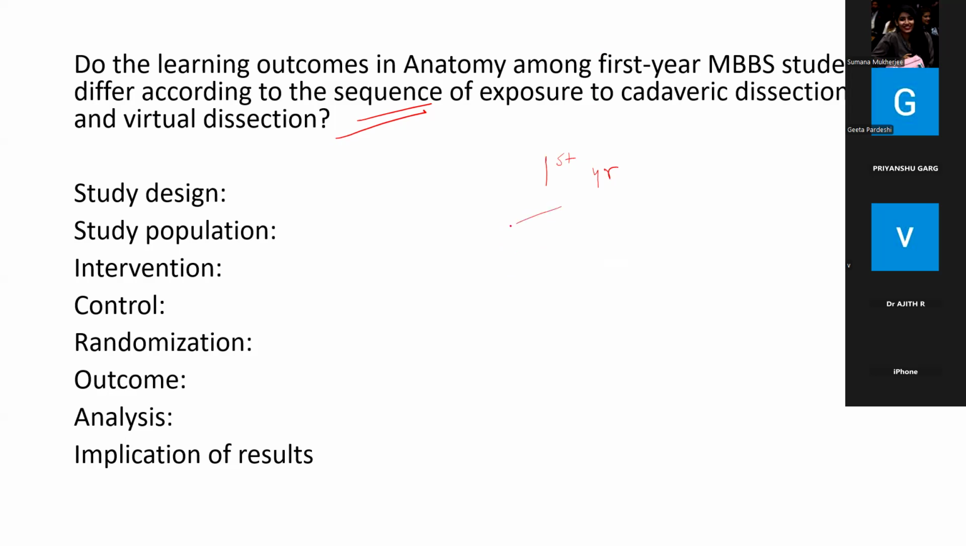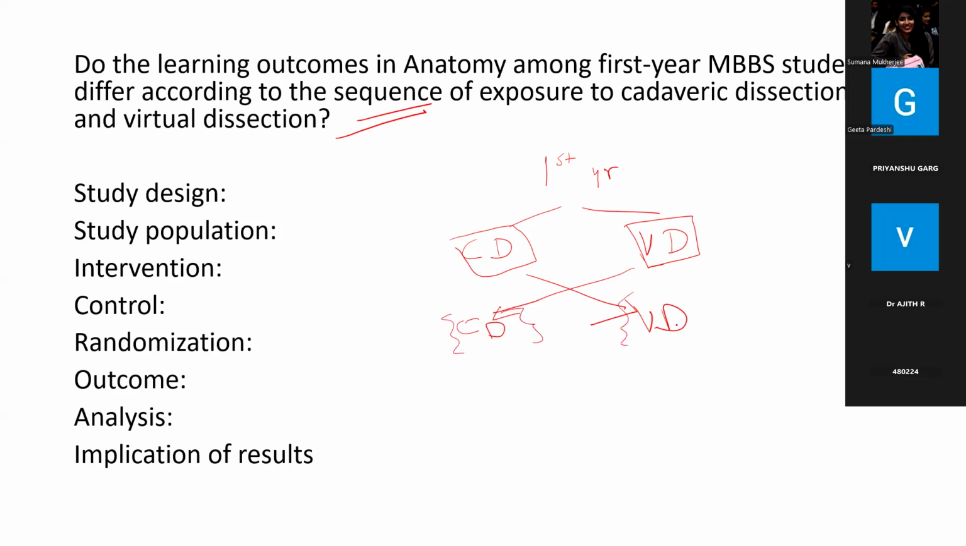We can separate them into two halves. One will get the cadaveric. Then what? There will be two groups. One will get a cadaveric dissection, and the second group will get a virtual dissection. After that there will be a washout period, and then we have to exchange. The first group will get a virtual dissection, and the second group will get a cadaveric, and we will compare. Correct. Right. So this is what you would do.